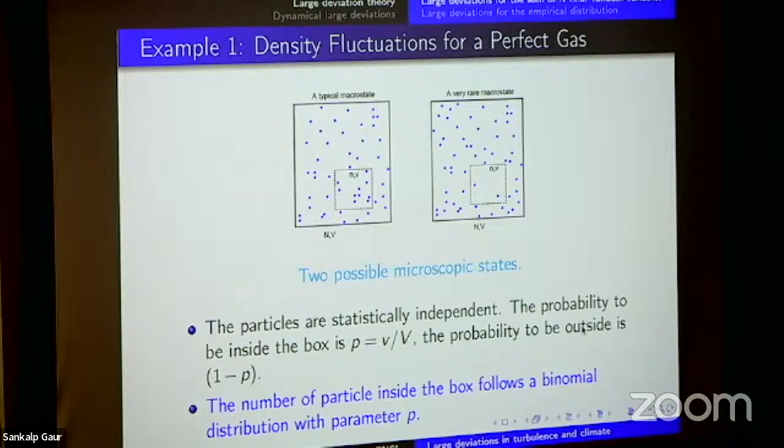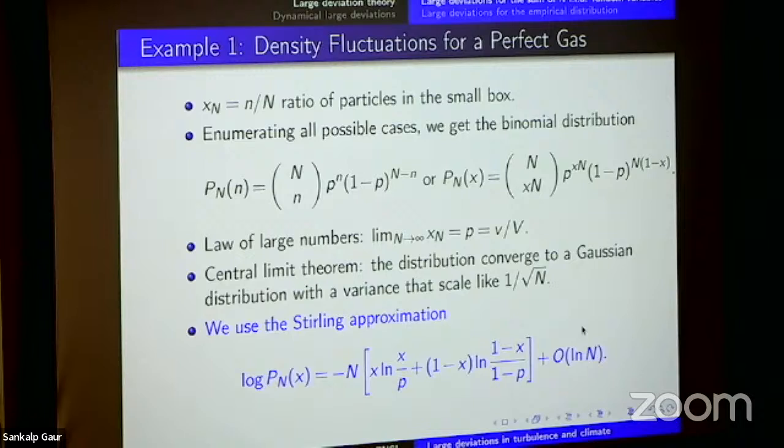And so my question is, what is the probability to have this? Because you can consider the particles statistically independent, this is the hypothesis of a perfect gas. The probability to be inside the box is just p, which is the volume of the small box divided by the volume of the large box. And then the probability to be outside is just 1 minus p. So this is a simple exercise you already did in statistical physics. You know that the number of particles inside the box follows a binomial distribution with parameter p. You just have to enumerate, to count. And then when you do this exercise, you have this formula.